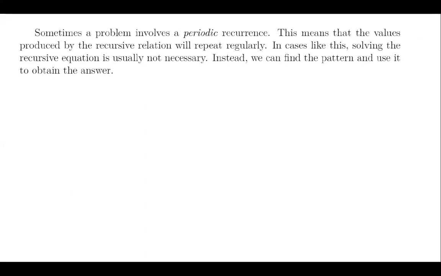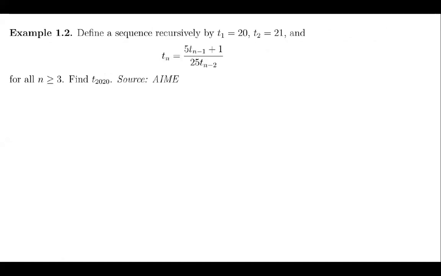Okay, so now we'll shift to looking at some more competition-based problems where you might have something called a periodic recurrence, and that means that the values produced by the recursive formula will repeat regularly. If this is the case, then you usually don't have to find a closed form for the equation. You can just look for a pattern and then use it to get the answer. So we'll take a look at this example from one of the AMC problems this year.